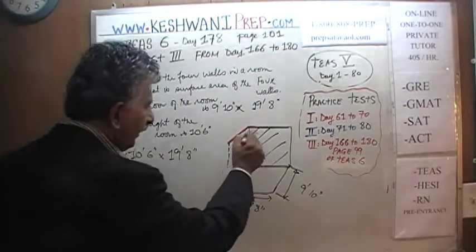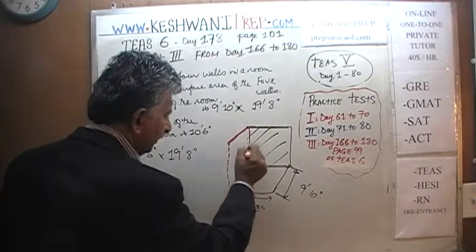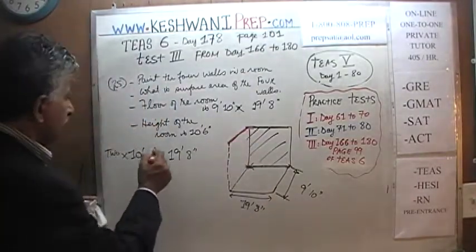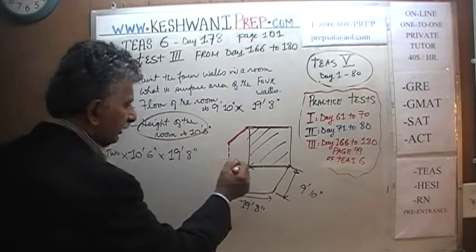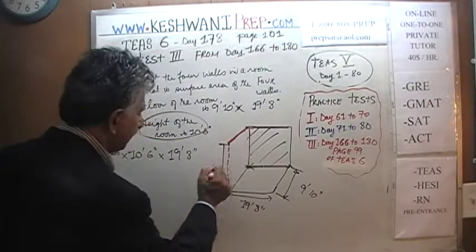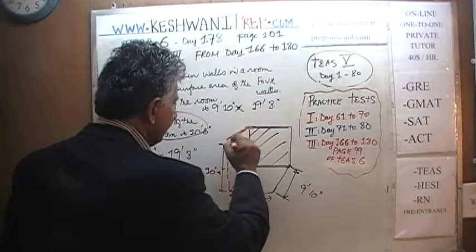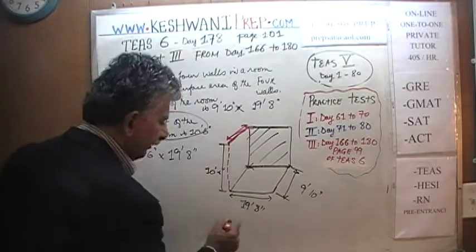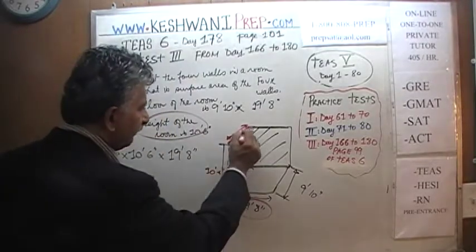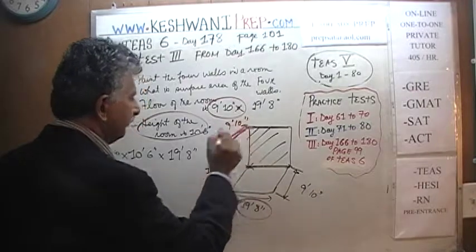Again, the height of this wall is the same as before, which is the height of the room, from here to here, 10 feet 6 inches. But the width is going to change now. The width is this part right here. It's no longer 19 feet. It's the other part, which is right here, 9 feet and 10 inches.